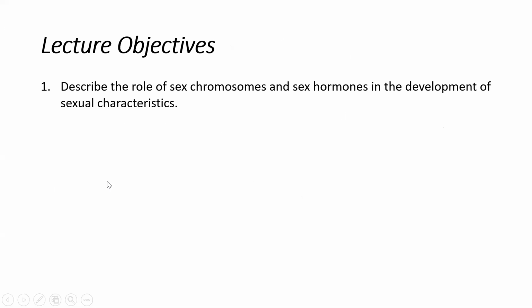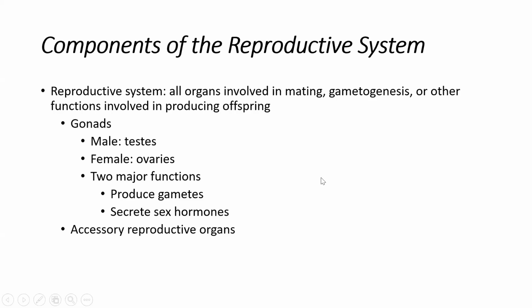Okay, so our first objective is to describe the role of sex chromosomes and sex hormones in the development of sexual characteristics. So let's talk about the structures of the reproductive system first. These are all the organs that are involved in mating, gametogenesis, or anything that has to do with the production of offspring. Okay, so that is kind of the end goal of all of the reproductive system, the production of offspring, the carrying on of the human life form, right?